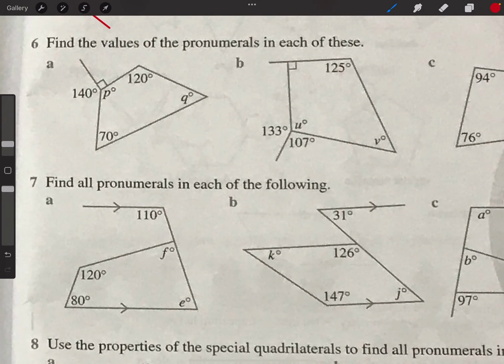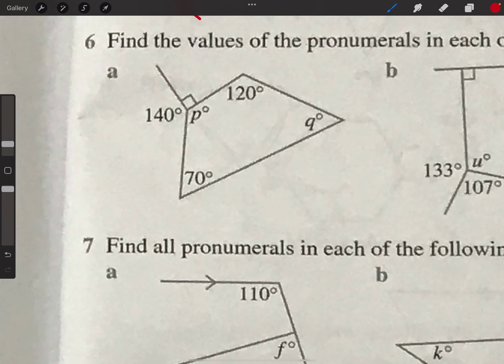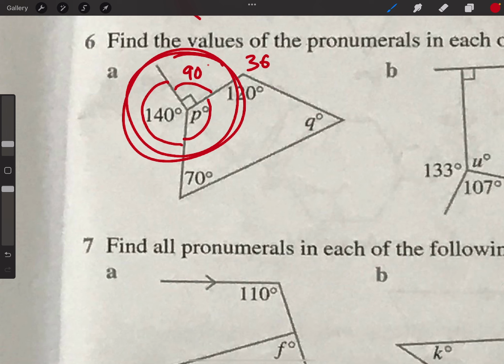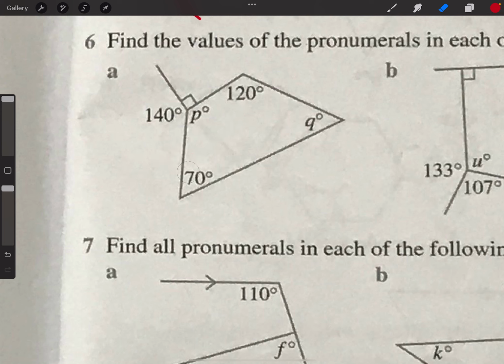Alright, next question. Question 6. Find the values of the pronumerals in each of these. Okay. So let's look at the first one. What we're going to do is recognize that this is 90 degrees. This is 140 degrees, and this is an unknown value. But what we do know is that these three angles add up to 360 degrees because it's a full revolution. Let's add these two first. 90 plus 140 is 230 degrees. Then all we got to do is 360 minus 230 and you get 130 degrees. So P must be 130 degrees.